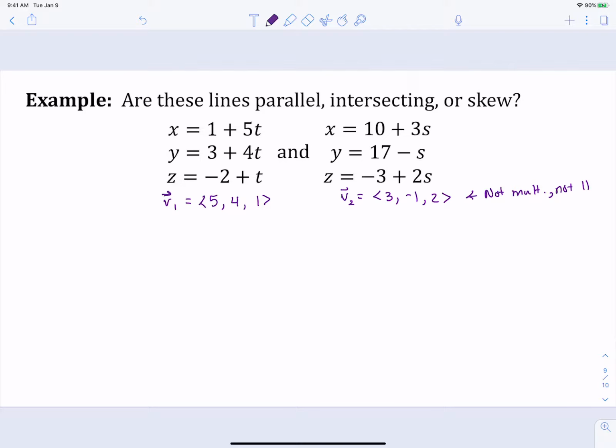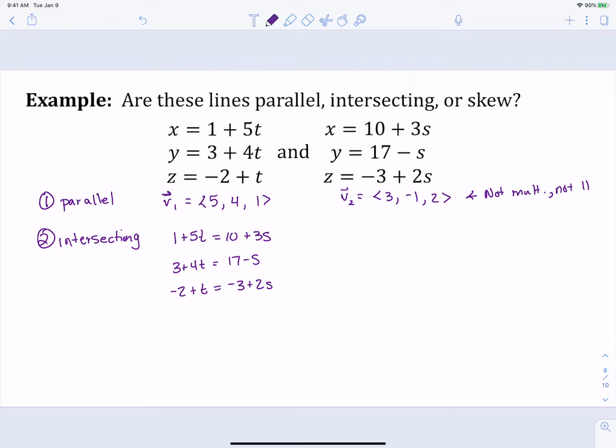All right, so then I look for intersecting. So you always start, say, number one, are they parallel? Because that's the easiest thing to look for. Number two, you should look for, are they intersecting? So we're looking for, are these going to intersect at a point? We want to see if there's ever a time where the two x values are equal, the two y values are equal on our lines, and the two z values are equal. So we can set each of these three little equations equal to each other.